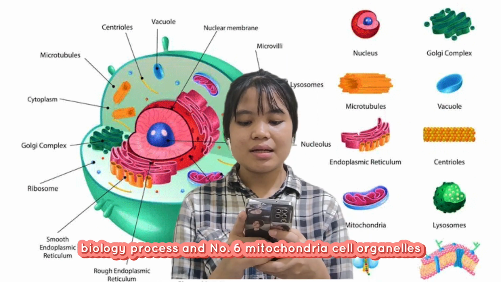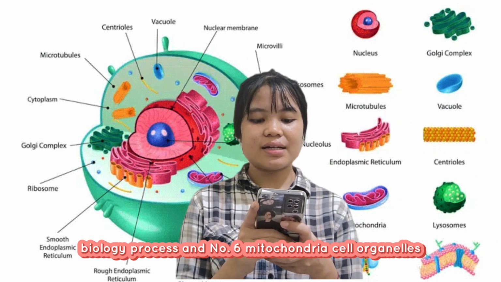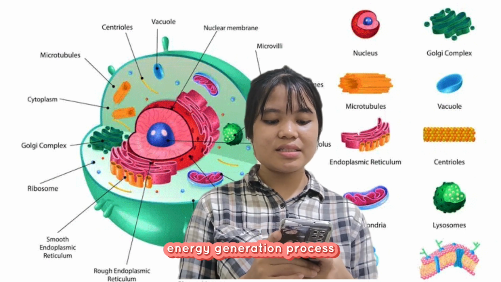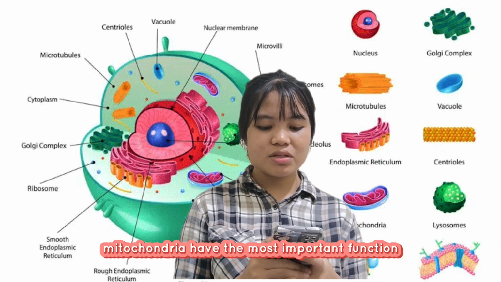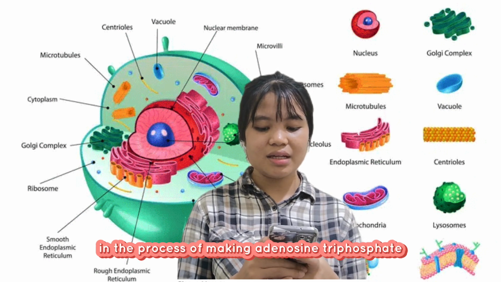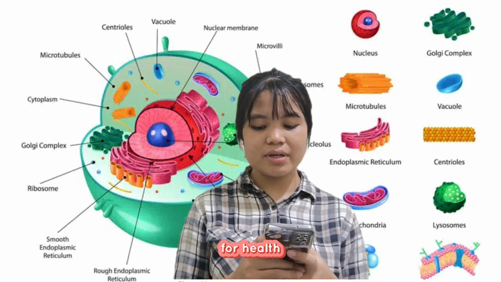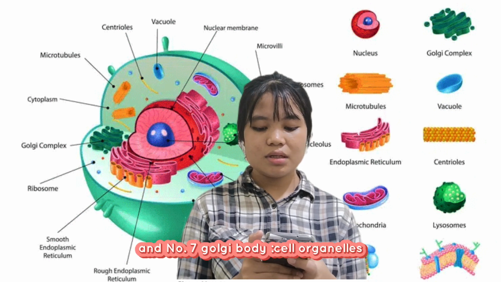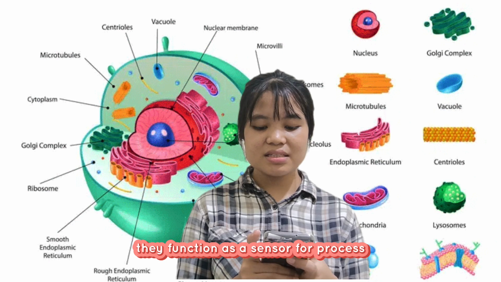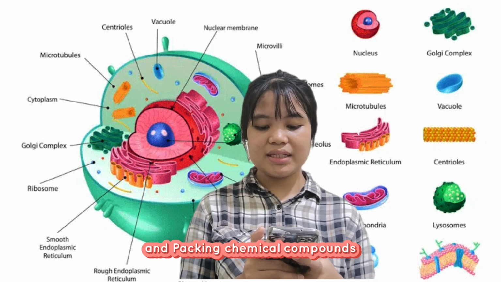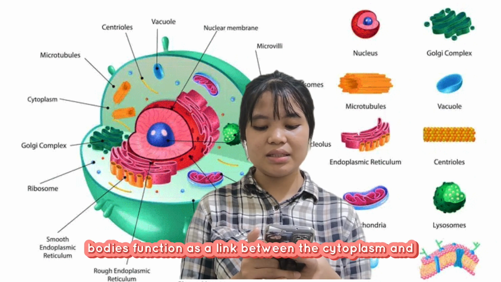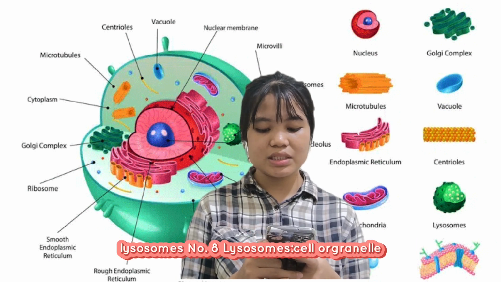And number six, mitochondria, cell organelle that functions as the last stage in the cell's energy generation process. Mitochondria have the most important function in the process of energy production. And number seven, Golgi body, cell organelles that function as a center for processing and packing chemical compounds. Golgi bodies function as a link between the cytoplasm and lysosomes.